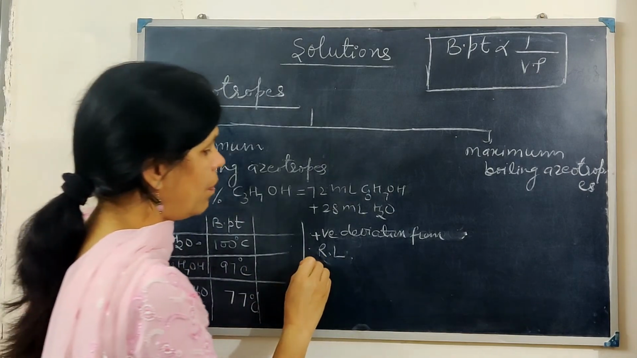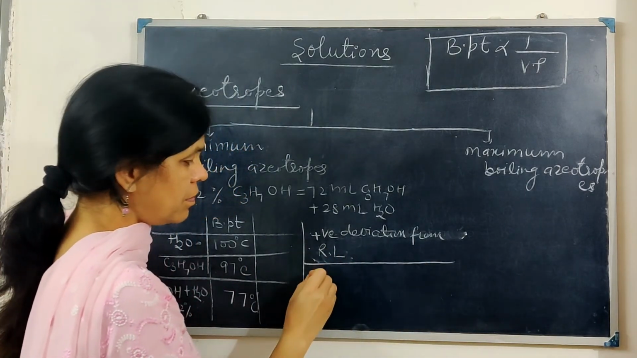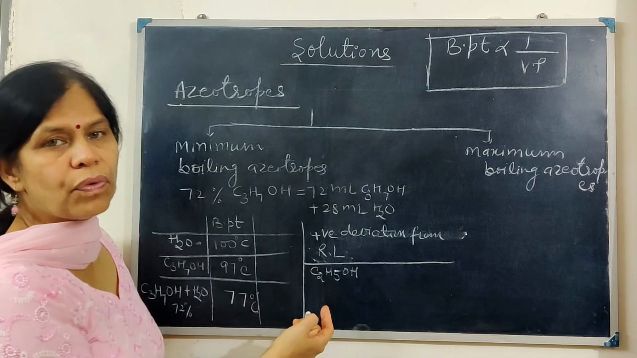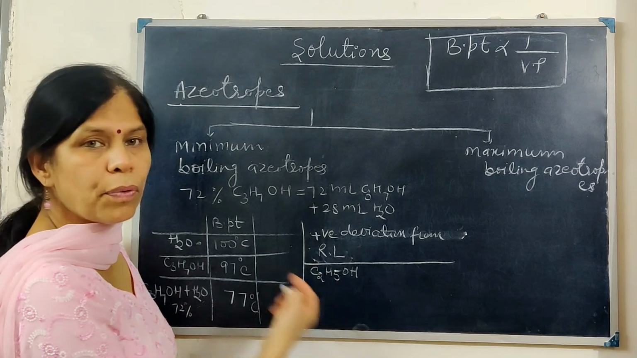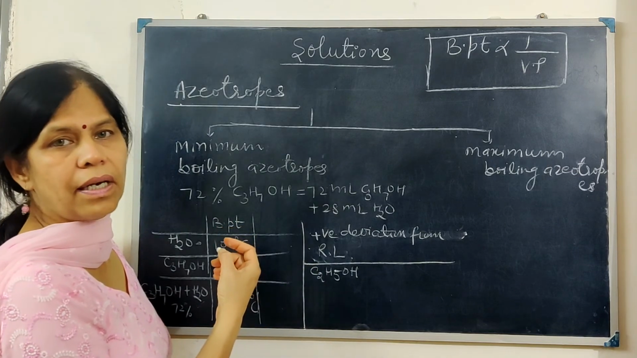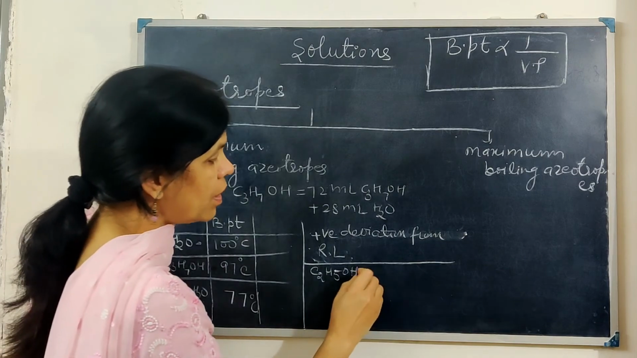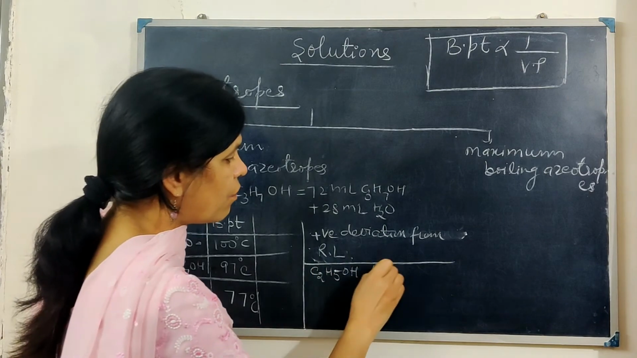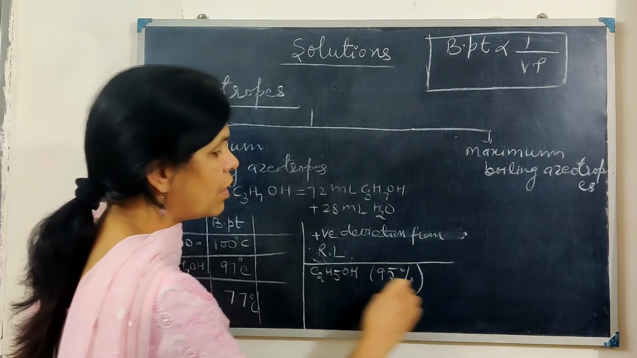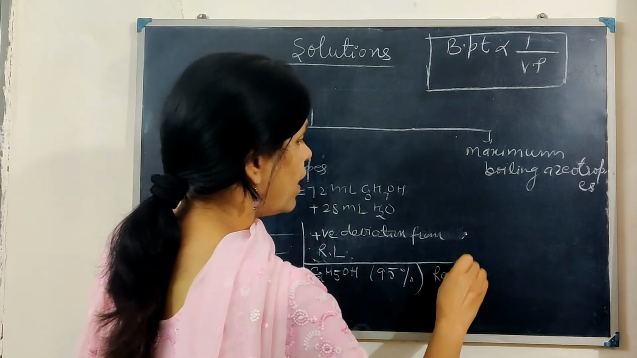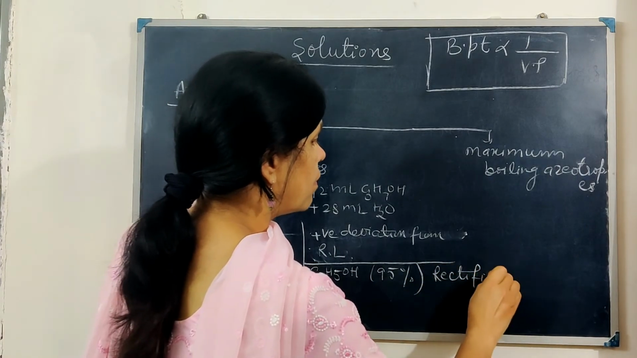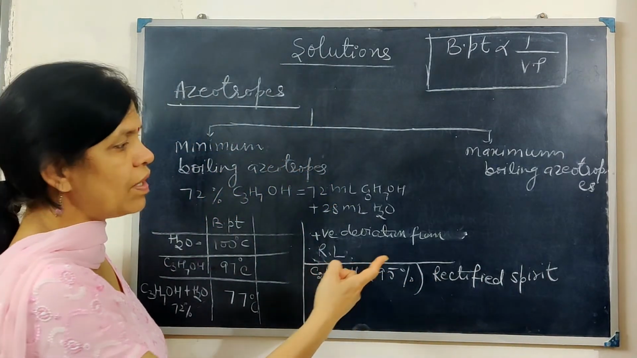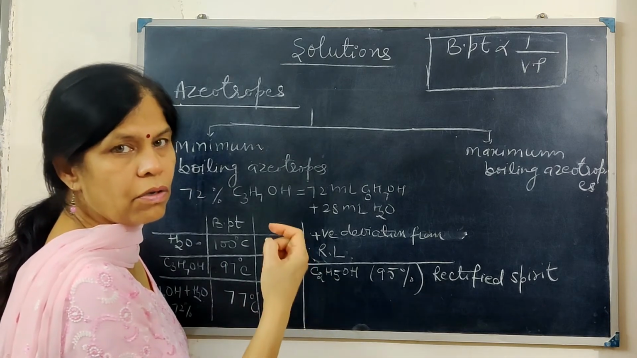I'll take one more example of it. You know, ethanol is generally mixed with water, and in order to obtain pure ethanol, we do fractional distillation. And when you do fractional distillation, it gets separated from water, and a stage will come when it becomes 95% ethanol. This is called as rectified spirit. It is different from medical spirit. Just find out the difference between rectified spirit and your medical spirit.